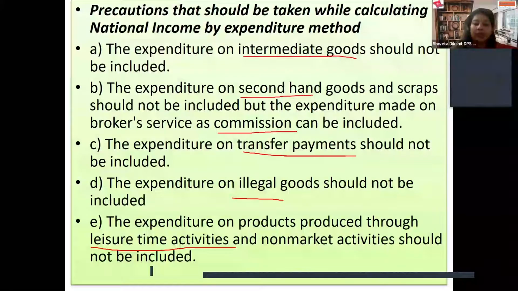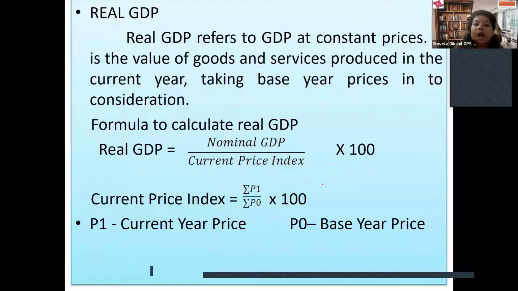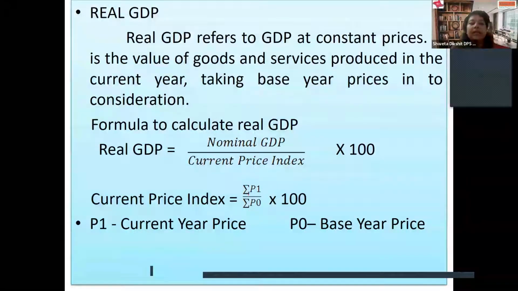So I hope this unit you enjoyed, you learned, were very easy. Do prepare the numericals of nominal GDP, real GDP, and the deflator as well. What is nominal GDP? I told you yesterday. Output into current year prices. That's nominal GDP. Real GDP, I told you, that is output into base year price.